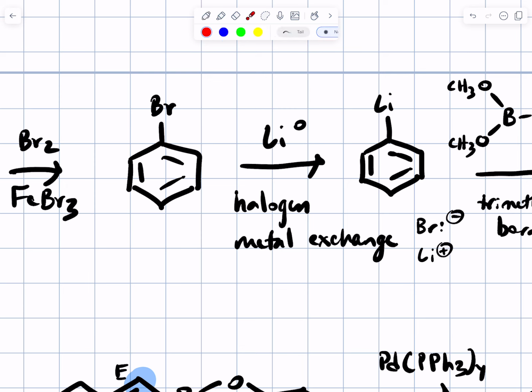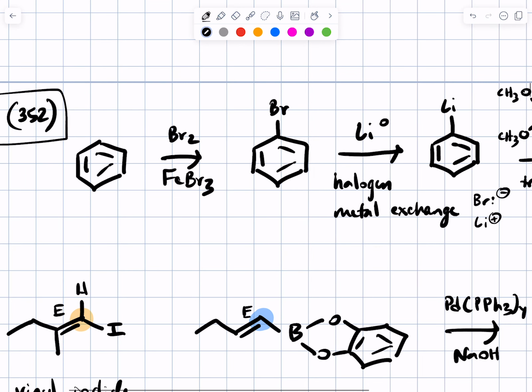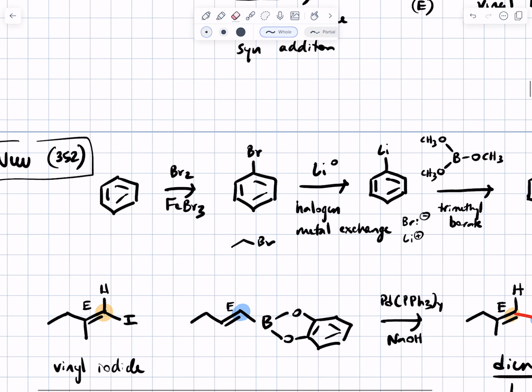It's not even a concern when it's a vinyl halide or aryl halide, it just works. No, we've done that a ton, yeah. So you could do this with any alkyl halide. The only problem is for the Suzuki reaction, you want it to be aryl or vinyl. Yeah.